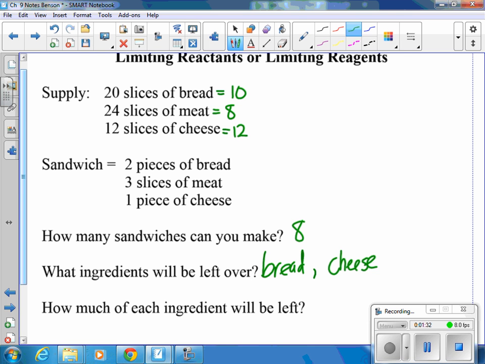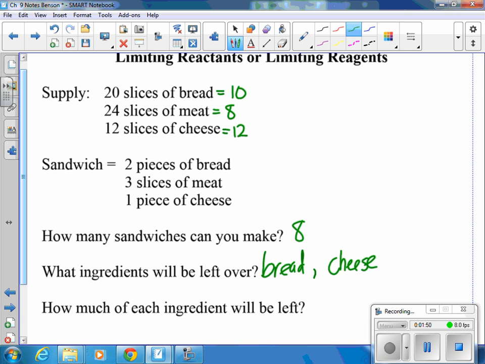Do the same thing for the cheese. You can see I can take 12 subtract 8. So I have 4 slices of cheese left over, and I only have 1 piece of cheese on each one. So I would have 4 pieces of bread and 4 slices of cheese. If I wanted to start again and make some more sandwiches, then I would have those left over.